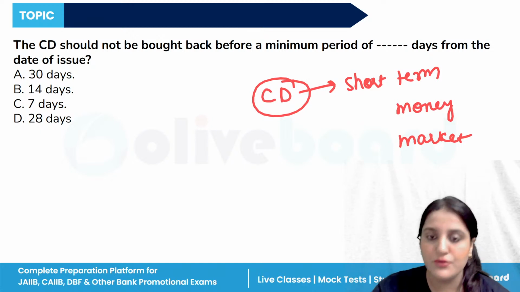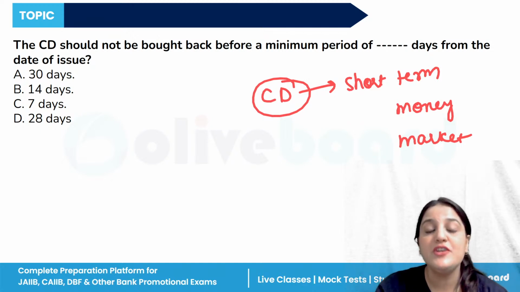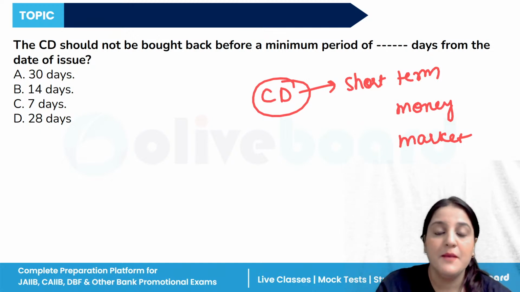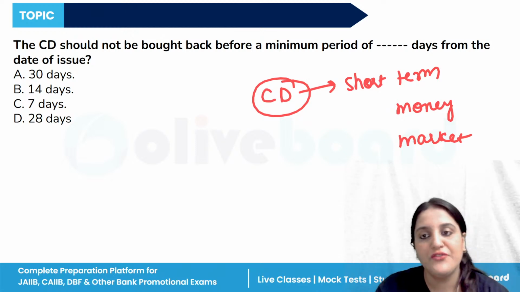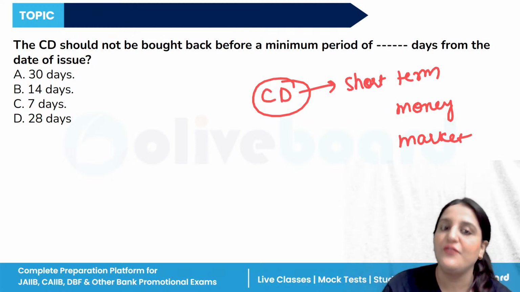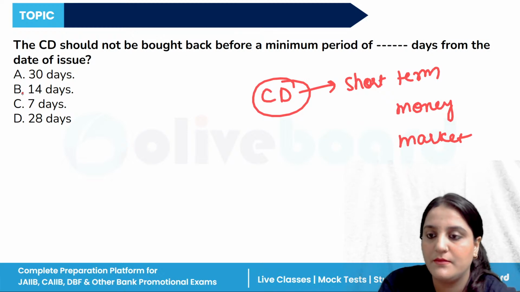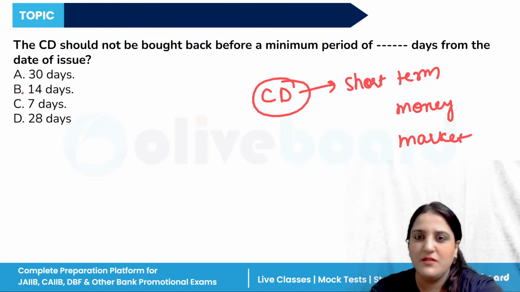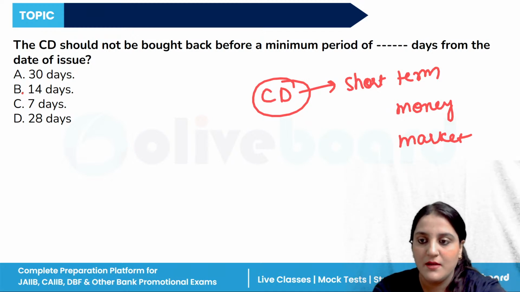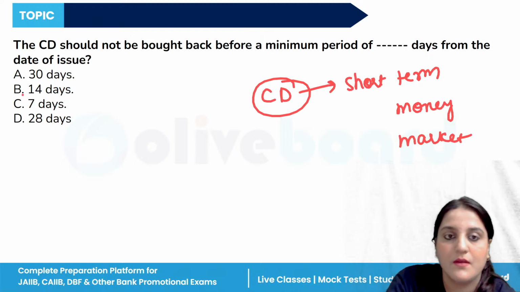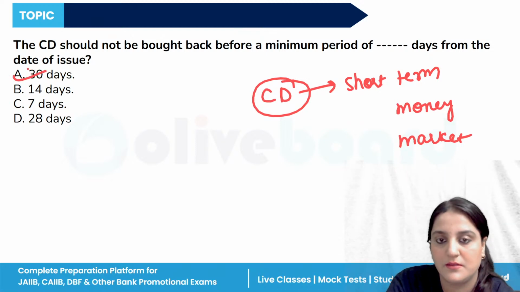According to the regulations, a CD should not be bought back before a minimum period of 30 days from the date of issue. So the answer here is, not 7 days. This is incorrect because the minimum period is not 7 days, it is 30 days. 30 days is the correct answer.